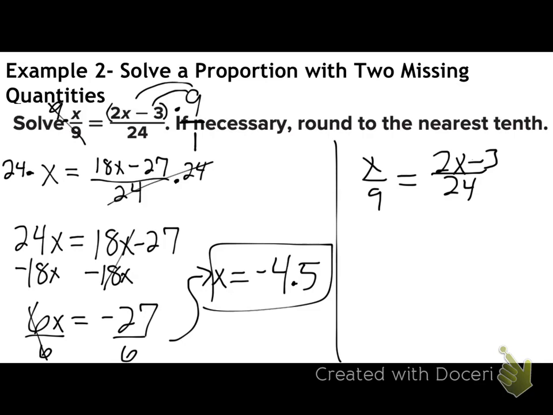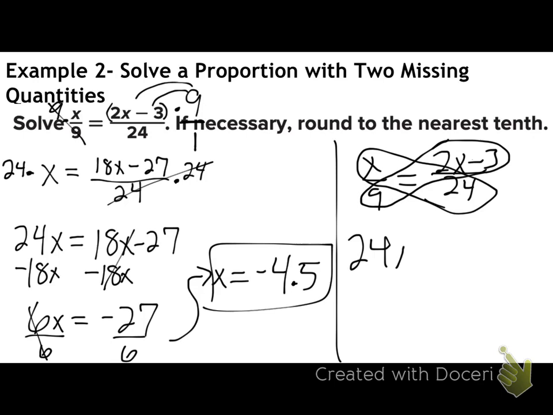Butterfly method, I'm multiplying things diagonally. What's 24 times x? 24x equals, I'm doing 9 times 2x minus 3. So once again, I've got to use what? Distributive property. I've got to multiply every term up here by this 9. 9 times 2x, 18x. 9 times negative 3, negative 27.